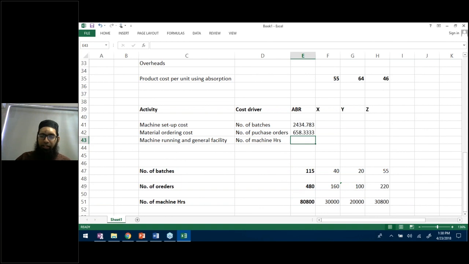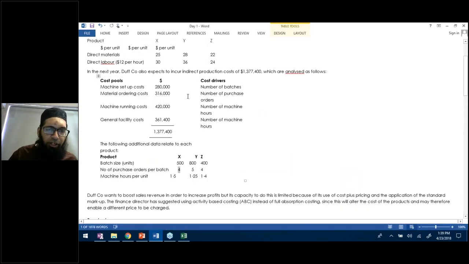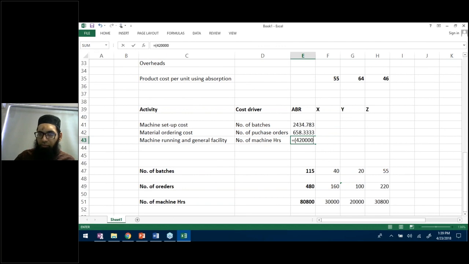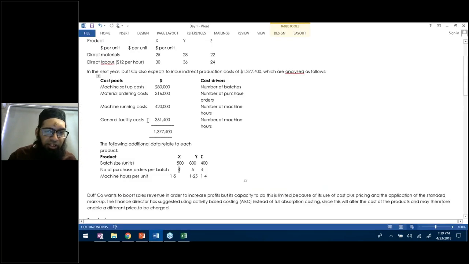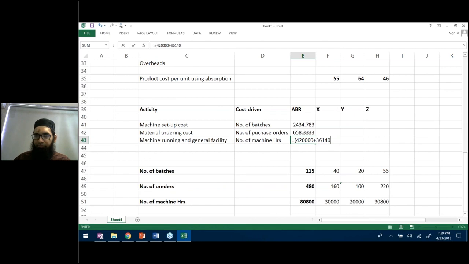If we now calculate the ABR, I will combine both the costs. One is 420,000 plus the other cost is 361,400. And then divided by the total number of machine hours. So the ABR will be 9.670792.